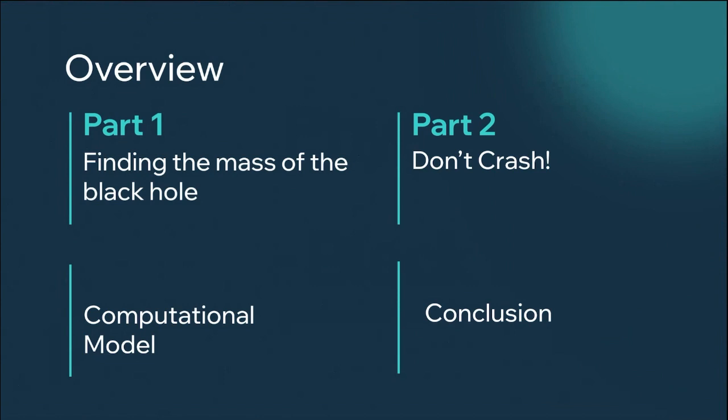Part 2, we will be using the mass that we found in Part 1 to determine the initial velocity that the ship can have without it crashing and still being able to leave the system. We will be creating a computational model for both parts using the fundamental principles that we will cover later. And in our conclusion, we will be asking some what-if questions and analyzing our data.